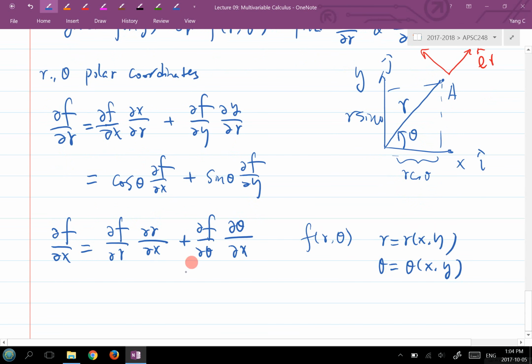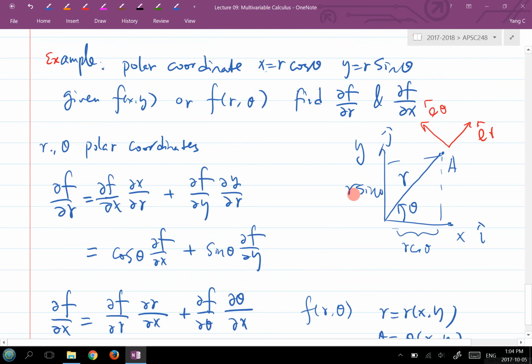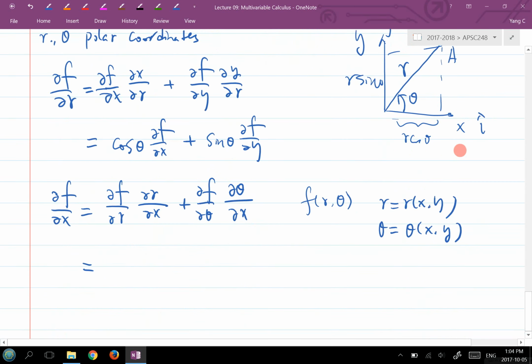Now this one here is a bit tricky. The question gives us x as a function of r and theta, and y as a function of r and theta. This is given, which is why it is so easy for us to calculate the first one, partial x over partial r and partial y over partial r. But we don't have r in terms of x and y, or theta in terms of x and y. So we have to do a little bit of digging to find that relationship.